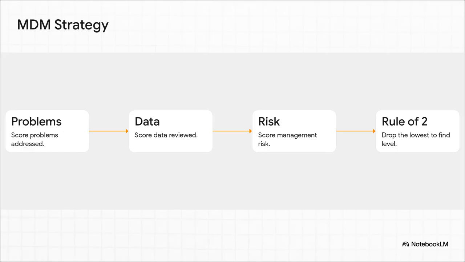Now, here's a highly effective, insider, practical strategy for exam takers. Score your problems, score your data, and score your risk. Then, just visually strike out or drop the lowest of the 3 elements on your scratch paper. The remaining 2 elements will confidently and accurately dictate your final MDM score every single time. It's a real game changer.